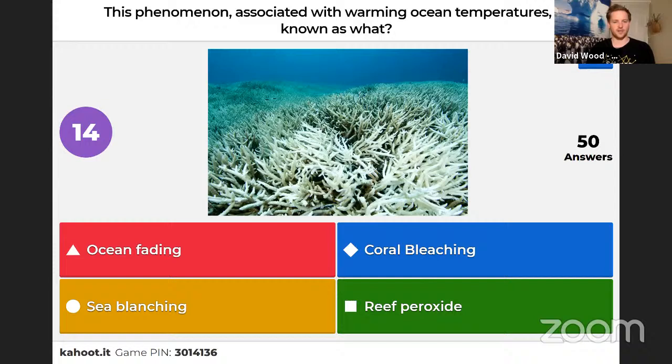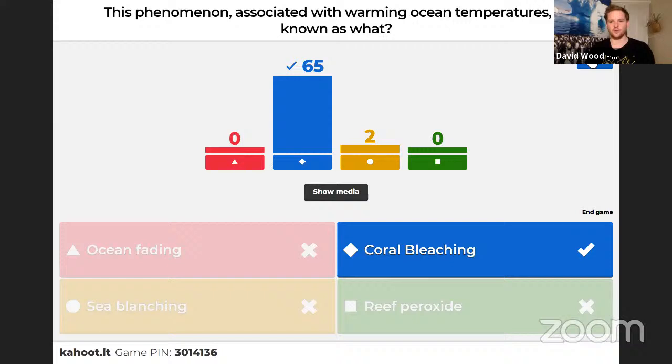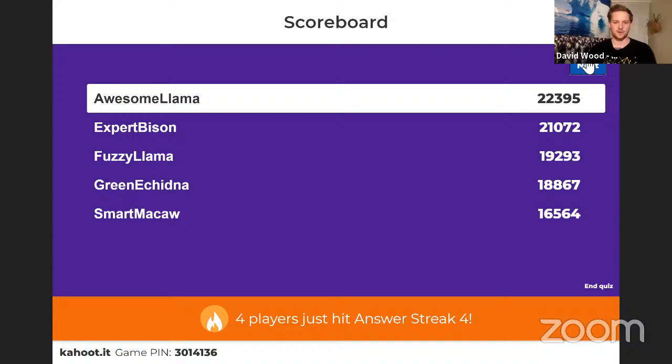It's obviously vitally important that we have healthy oceans to support life on Earth. Fading, blanching, bleaching, or peroxide? Well done, the vast majority of you getting that one right. It was, of course, coral bleaching. Well done, everybody, and well done to Awesome Llama. Expert Bison getting a lot right, though, in second place. Well done.